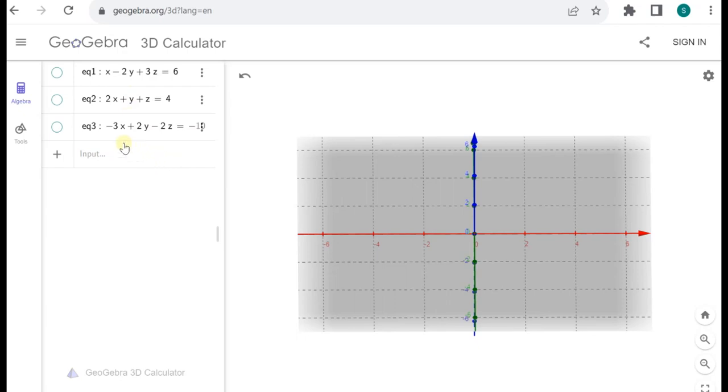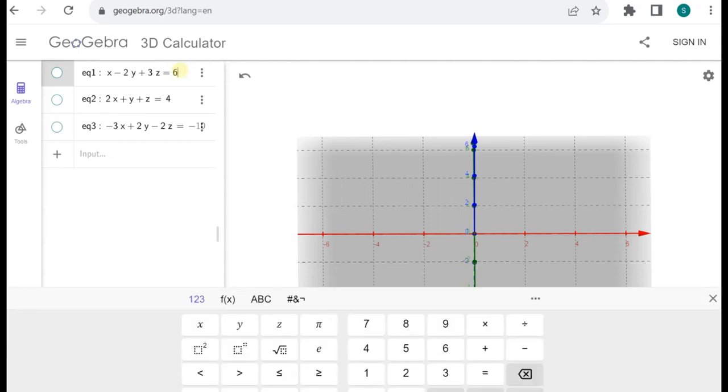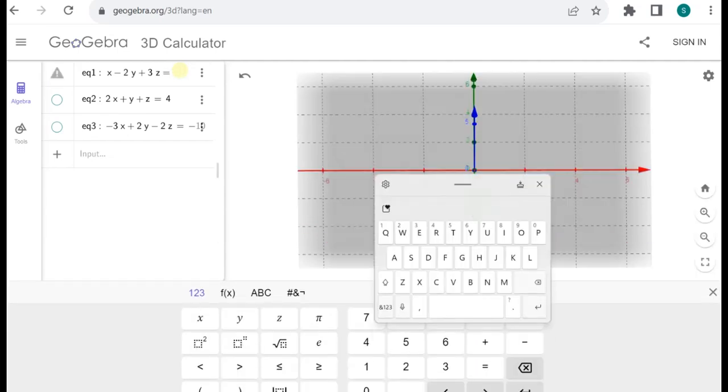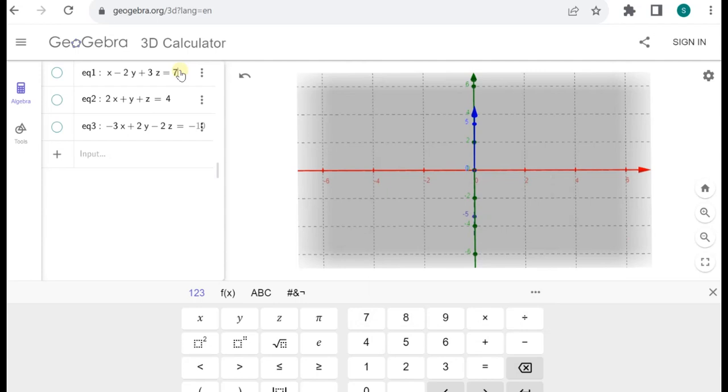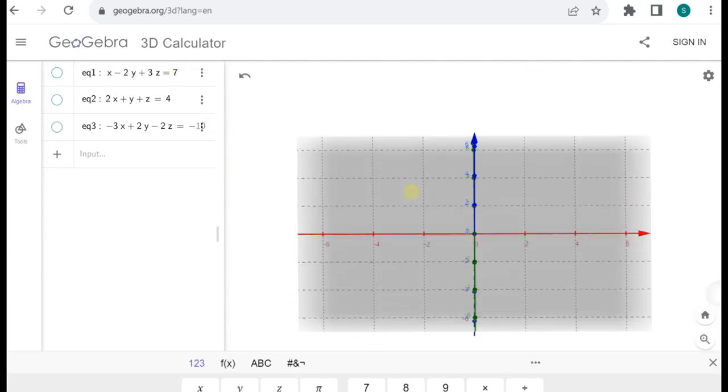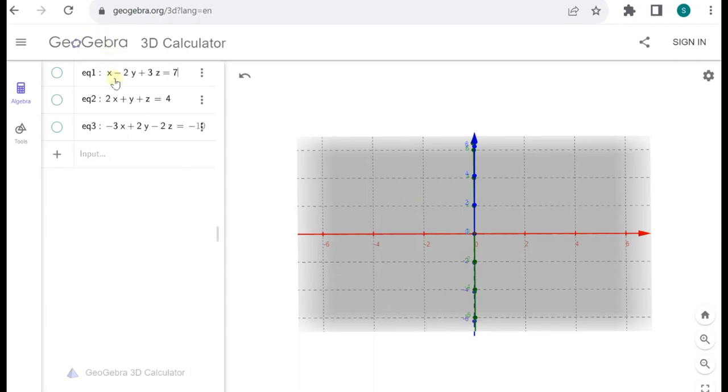Let's see, remember the equations I had were x minus 2y plus 3z equal, oh, this should be 7 here. Sorry, let me do that. Let me backspace and put a 7. All right. And there you go. Okay, so that was my first equation. X minus 2y plus 3z equals 7. The second one was 2x plus y plus z equal 4. The third one, negative 3x plus 2y minus 2z equals negative 10.